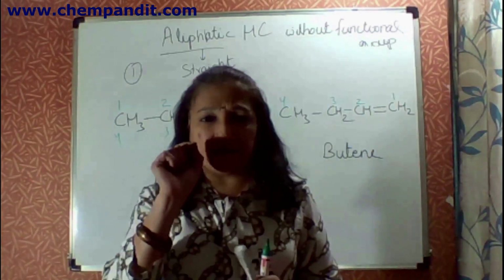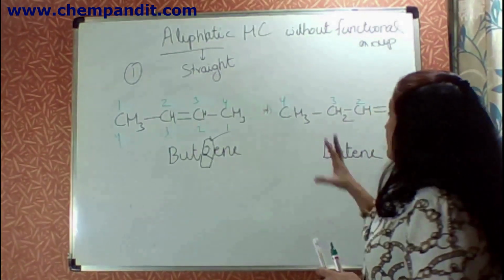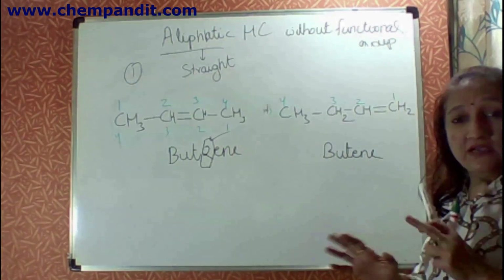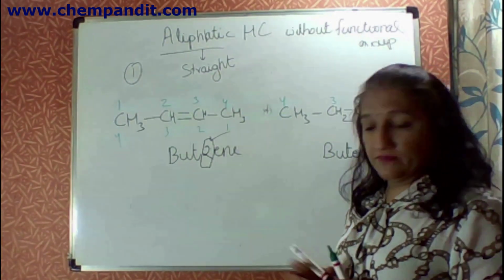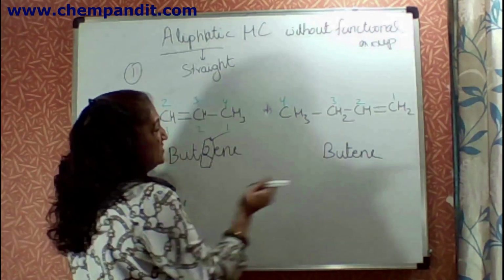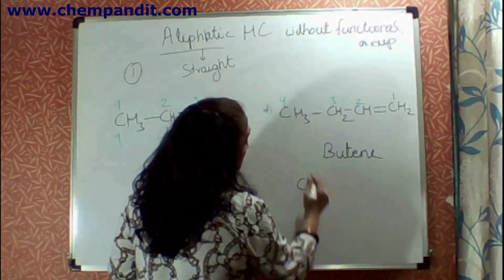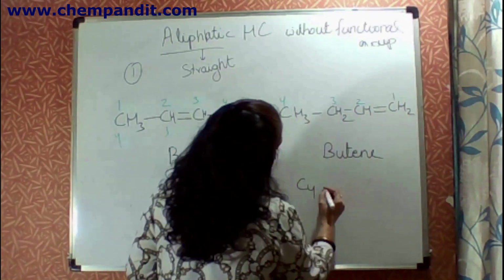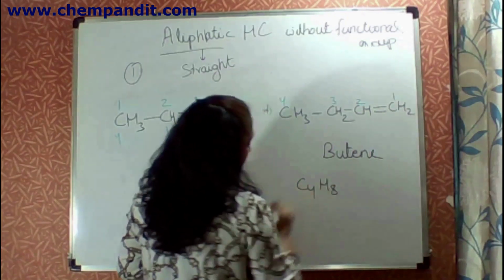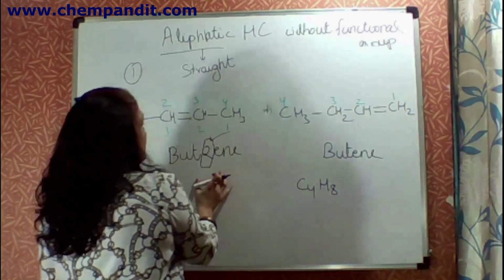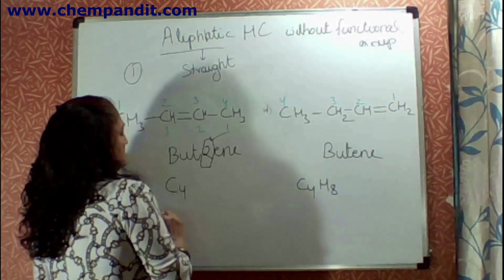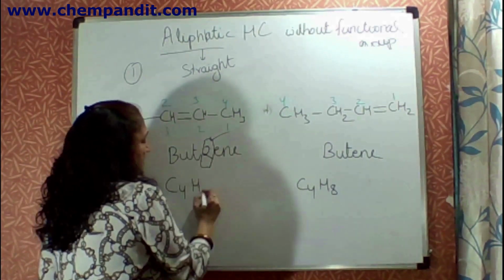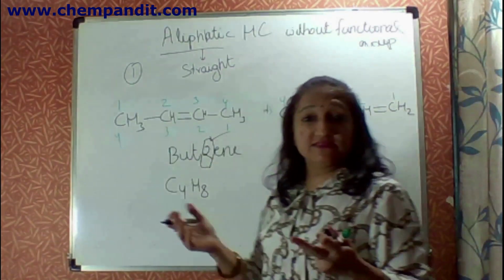Let's discuss something very interesting over here. Look at both the compounds. One is but-1-ene, one is but-2-ene. What is the difference between these two compounds? Let's see the molecular formula of both the compounds. Carbon is 4, hydrogen is 2, 3, 4, 5, 6, 7, 8. C4H8. Now let's write down the molecular formula of this compound. C4, 2, 3, 4, 5, 6, 7, 8. C4H8. Wow! This is magic.